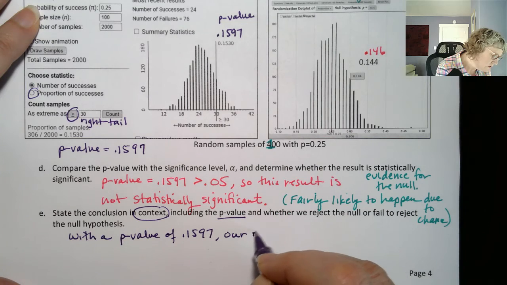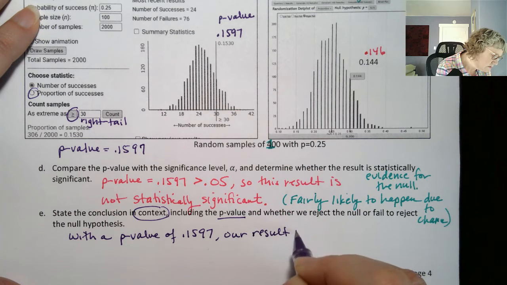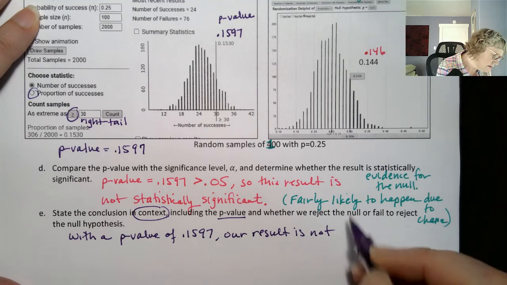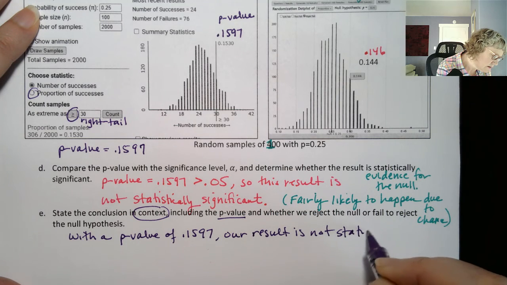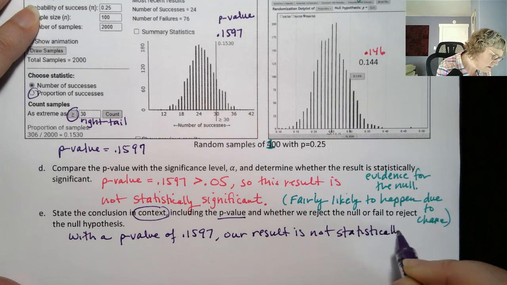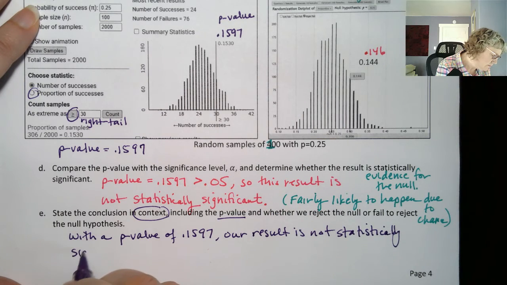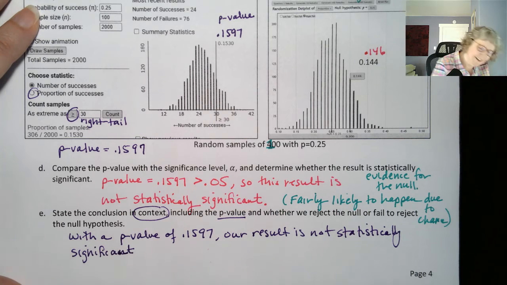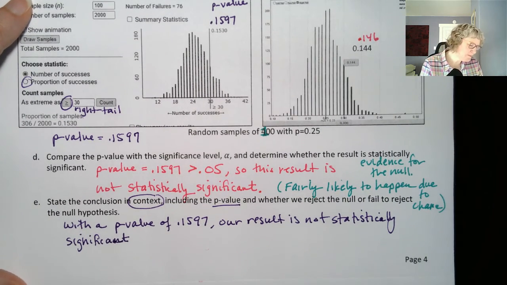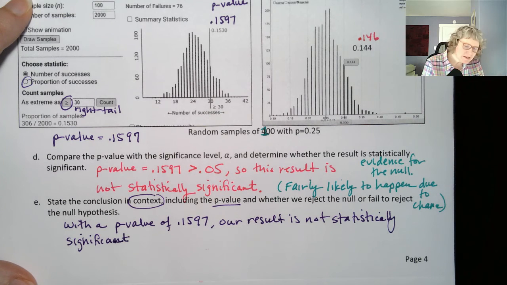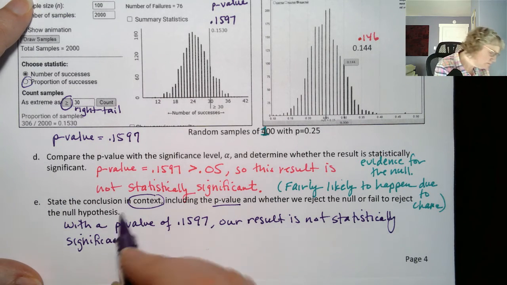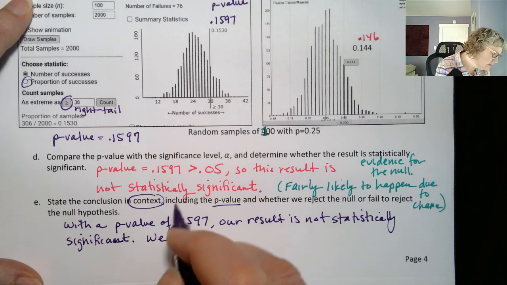Our result is not statistically significant. Really wish that was a shorter phrase. It's a lot to write out, spell out. Our result is not statistically significant. So in this case, we fail to reject the null.